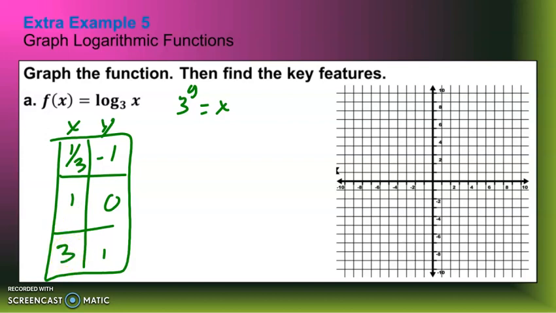I'm going to draw my asymptote line in. Okay, then I plot the points 1/3, -1. There, 1, 0 here, then 3, 1 would be here. And then I can draw my line. Comes up, crosses here.